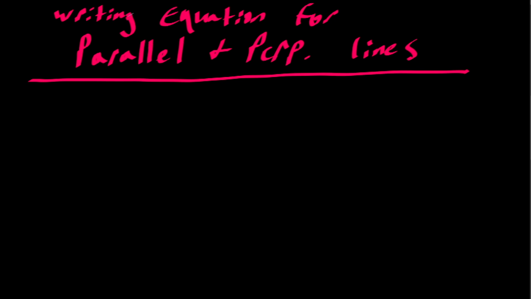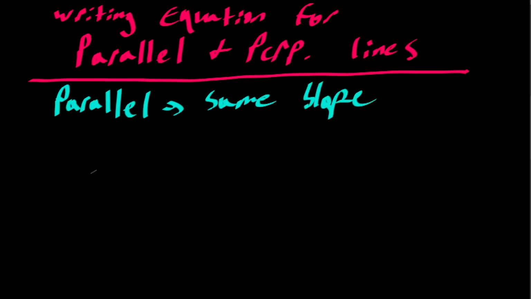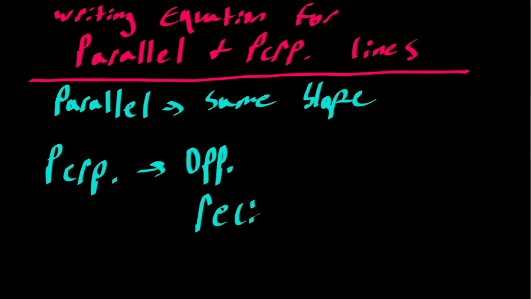In this video, we're going to look at writing equations for parallel and perpendicular lines. So let's review for a second. We know parallel lines have the same slope, and perpendicular lines have opposite reciprocal slopes. Reciprocal. All right, so you're going to be asked a question most likely that looks like this.